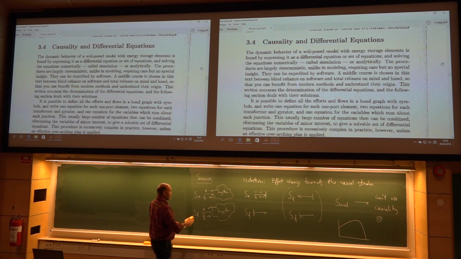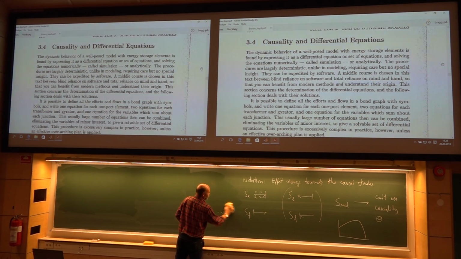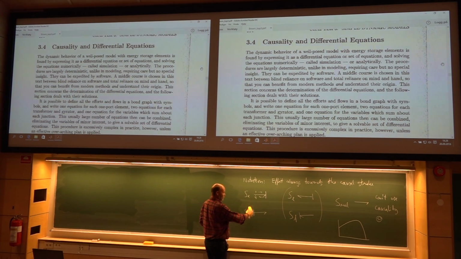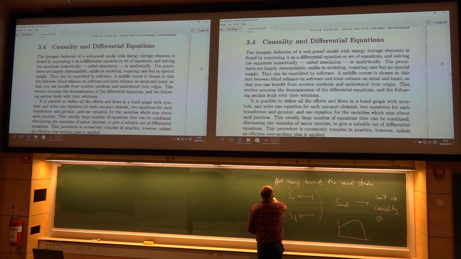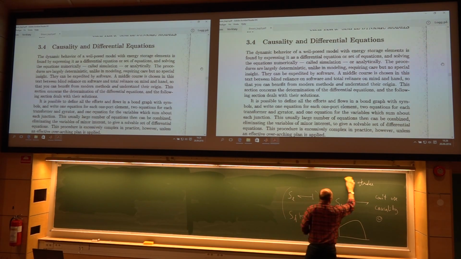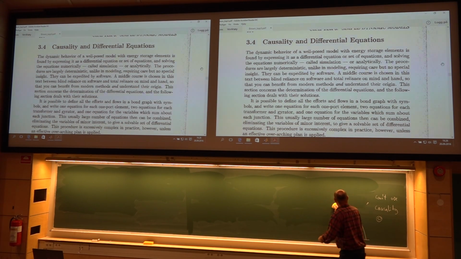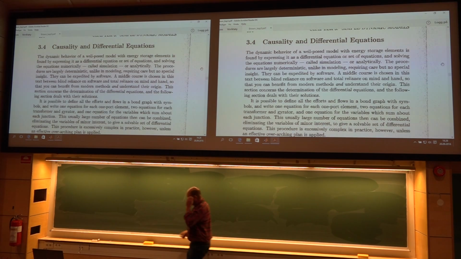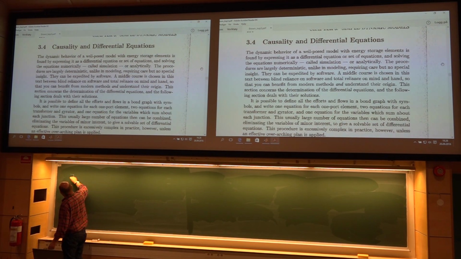That was sources: effort source, the causal stroke away from the source; flow source, causal stroke towards the source. Next is the junctions. What about the junctions? Well, that's also a question with the chicken and the egg: junctions.